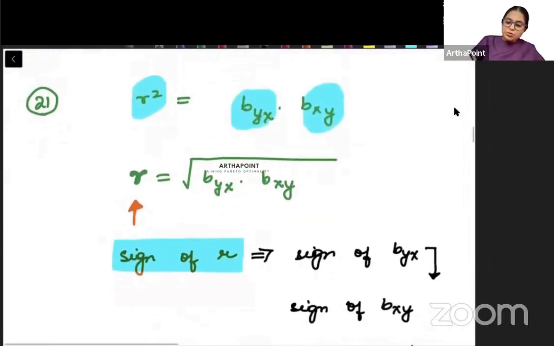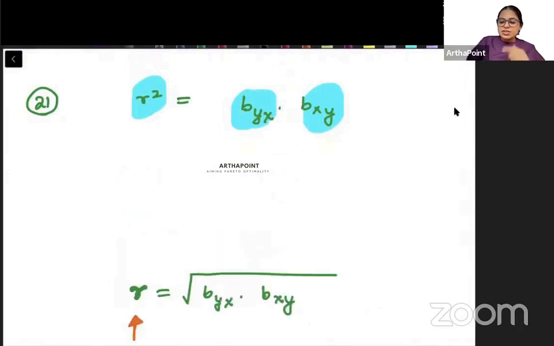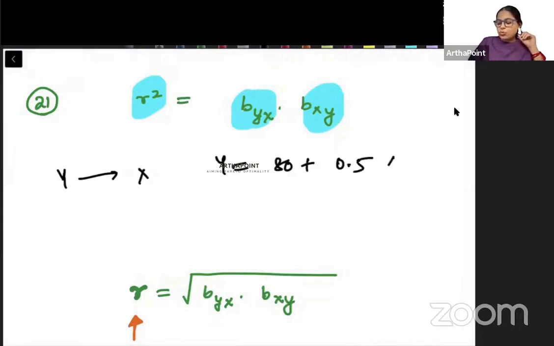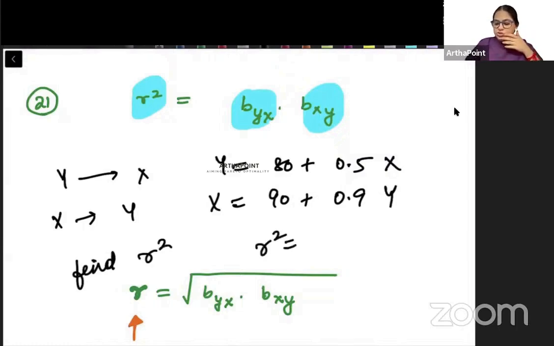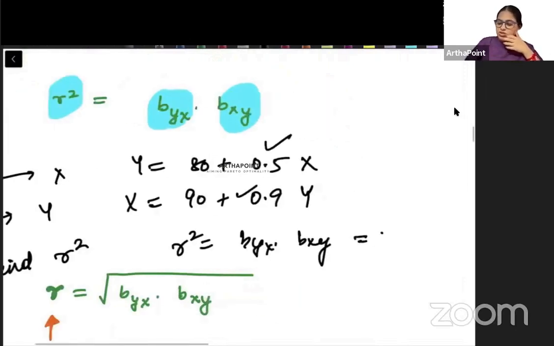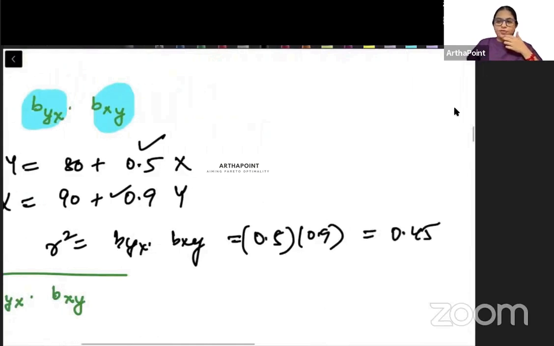So suppose someone gives you a question like this. This came in the 2023 paper only. Suppose someone tells you that when y is regressed on x, your model is y is equal to 80 plus 0.5x. And when x is regressed on y, x is equal to 90 plus 0.9y. And I ask you to find R square. So just remember that R square will be byx into bxy. So that means this into this. So 0.5 into 0.9. So this is going to be 0.45.